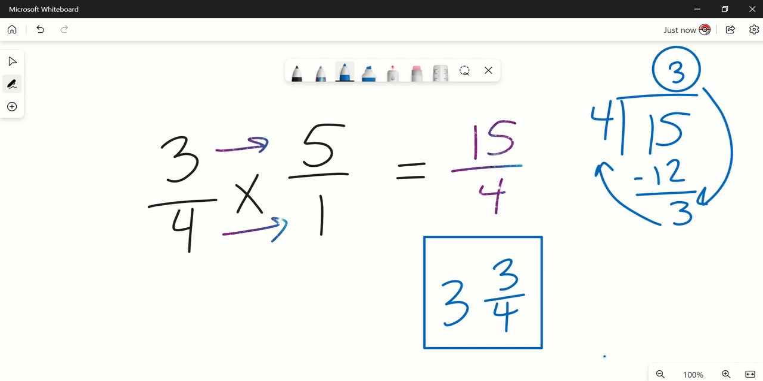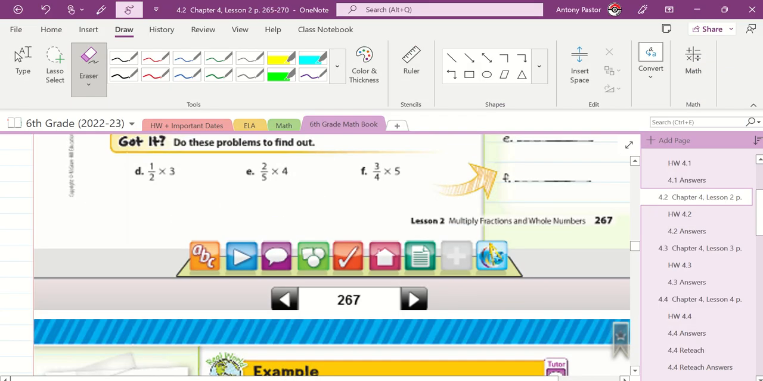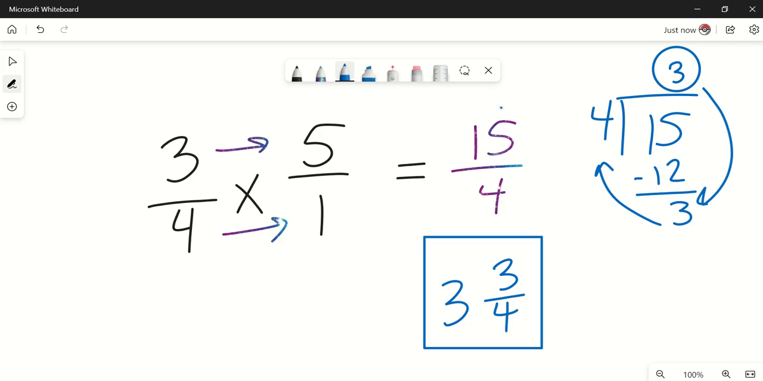And that's pretty much it for this lesson. Again, a recap. Anytime you multiply by a whole number, put the whole number over 1. We multiply fractions by multiplying numerator by denominator. Numerator by numerator, denominator by denominator. If your answer turns out to be an improper fraction, you need to divide numerator by denominator to simplify it down into a mixed number, or if you get lucky, it'll be a whole number. And that's pretty much it for this one.